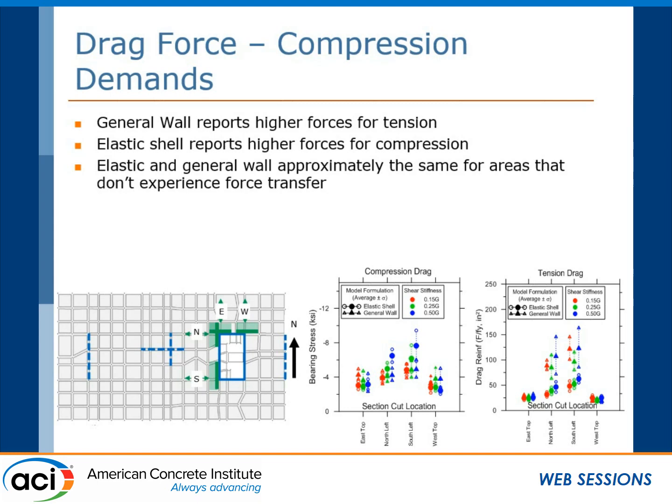This is mainly for these sides of the walls where there's a lot of transfer between these walls in the diaphragm. But in these areas of the diaphragm where there's not really any force transfer, the results between the linear elastic shell and the general wall are much closer to each other, and there's barely any difference, especially in the tension drag. There's a slight difference in the compression drag, but not very much.